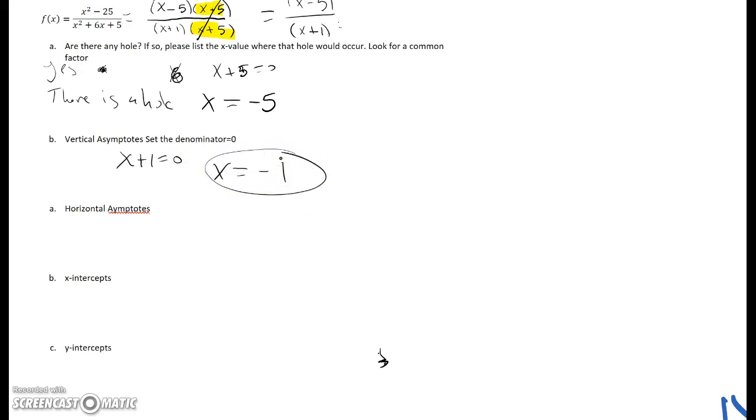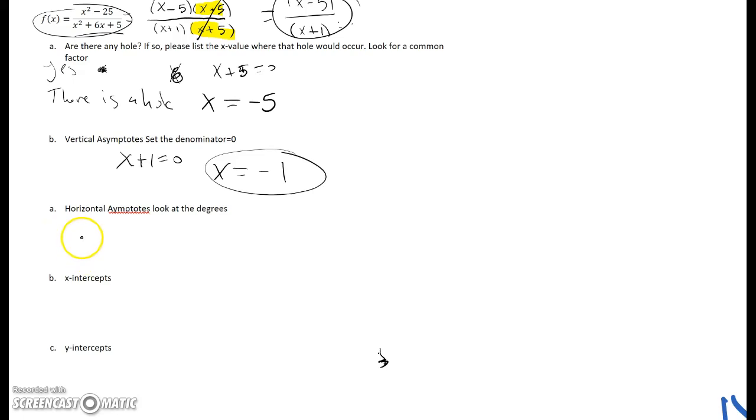Horizontal asymptotes, you're going to look at degrees. There are 3 cases. Take a look at the degree of the numerator. It doesn't matter whether you use the simplified one or the original one. The degree of the numerator of the simplified one is 1, and the degree of the denominator is 1. Similarly, in our original function, the degree of the numerator is 2 and the denominator is 2. Since their degrees are equal, we look at the leading coefficient.